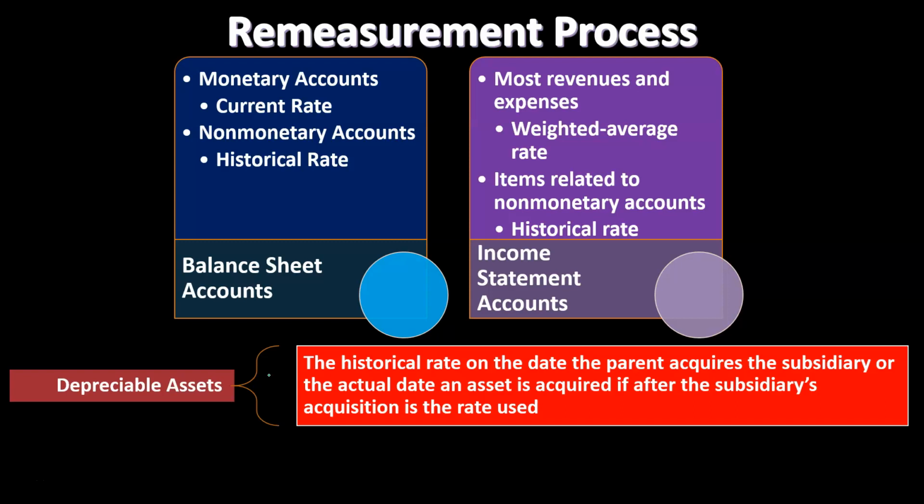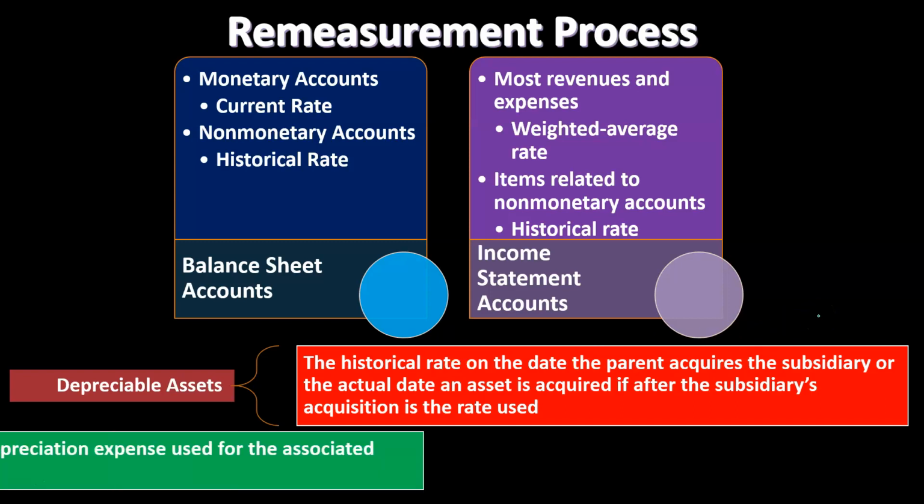The way I would think about that is that when the parent purchased the subsidiary, that was basically like a market transaction. So that's the cutoff we would go back to. That would be like the historical rate, because that was kind of like a market transaction. That's how I would think of it. And so if it was purchased before the parent company purchased the subsidiary, you use that rate. And if it was purchased after the parent company purchased the subsidiary, then you use the historical rate of when it was purchased.